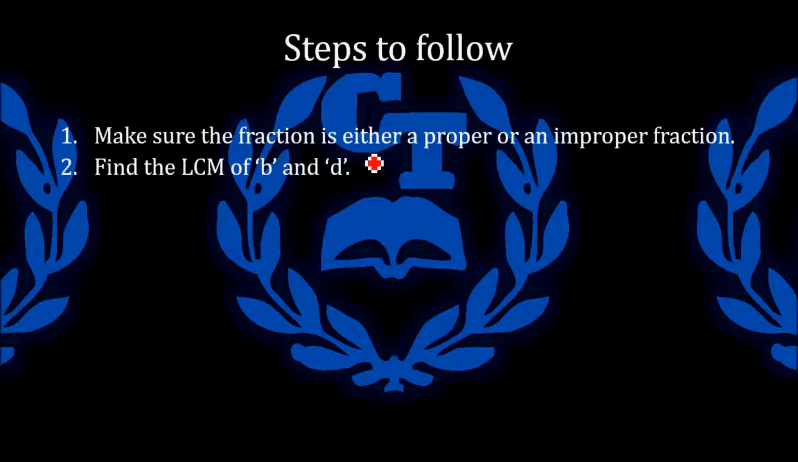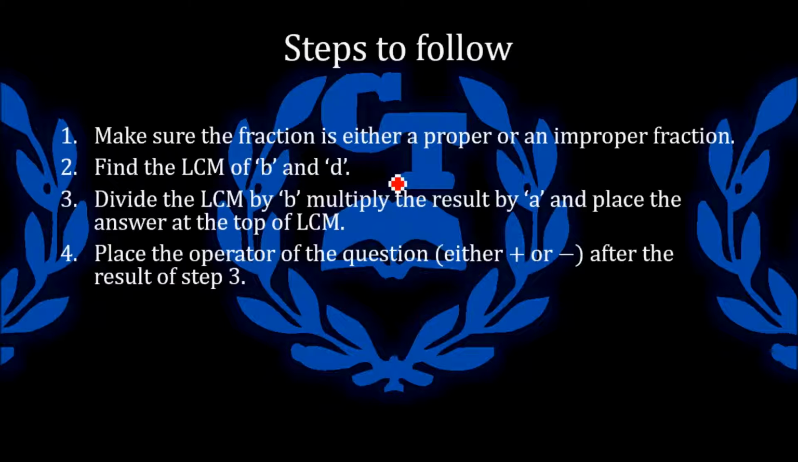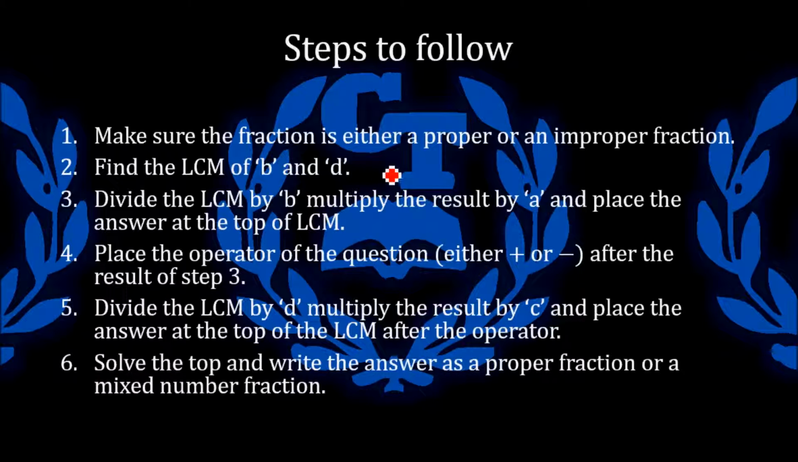Next, you find the LCM of the denominators, in this case B and D. Then you take that LCM and you divide it by the B denominator and multiply that result by the A numerator and place the answer at the top of the LCM. You then place the operator for the question after the result of step 3. And then next you divide the LCM by the D denominator and use that result and multiply it by the C numerator and place the answer at the top of the LCM after the operator which you just placed in step 4. Next you solve the top and write the answer as a proper fraction or a mixed number fraction.